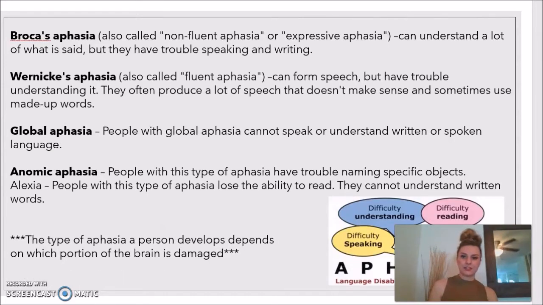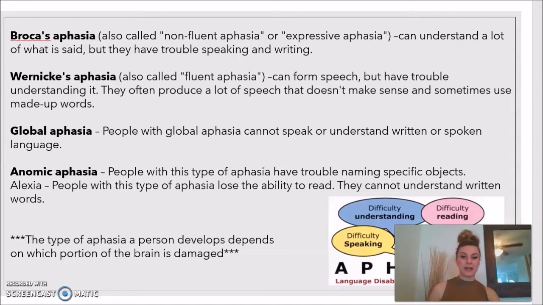We have Broca's aphasia, also called expressive aphasia. The person can understand a lot of what's being said, but they have trouble speaking and writing. We have Wernicke's aphasia, where they can form speech but have trouble understanding it. Sometimes they make up words, they produce a lot of speech, but it doesn't make sense. We also have global aphasia, where they can't speak or understand written or spoken language. And we have anomic aphasia, where someone has trouble naming specific objects.